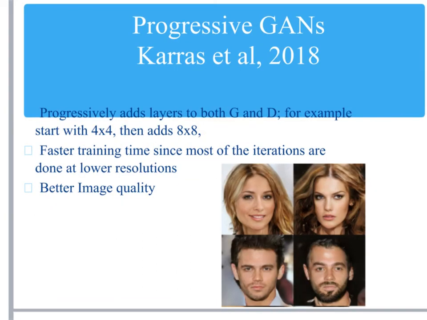Here is another example. It's called progressive GAN, where both the generator and the discriminator progressively increase the layers in size, 4x4, 8x8, 16x16, and the impact of it is that it trains faster, and it also gives you better quality images, as you can see right here. These images are quite good.